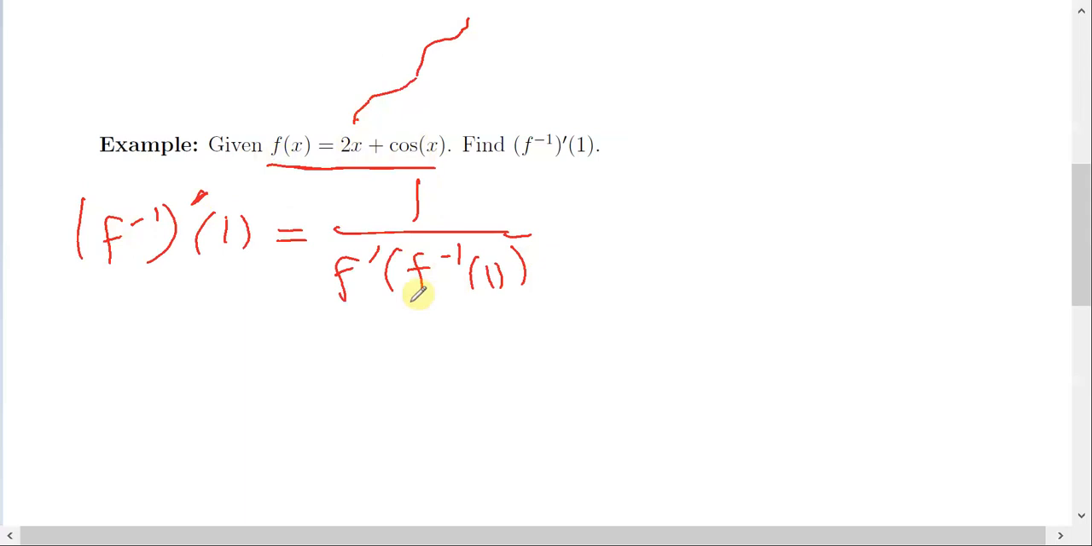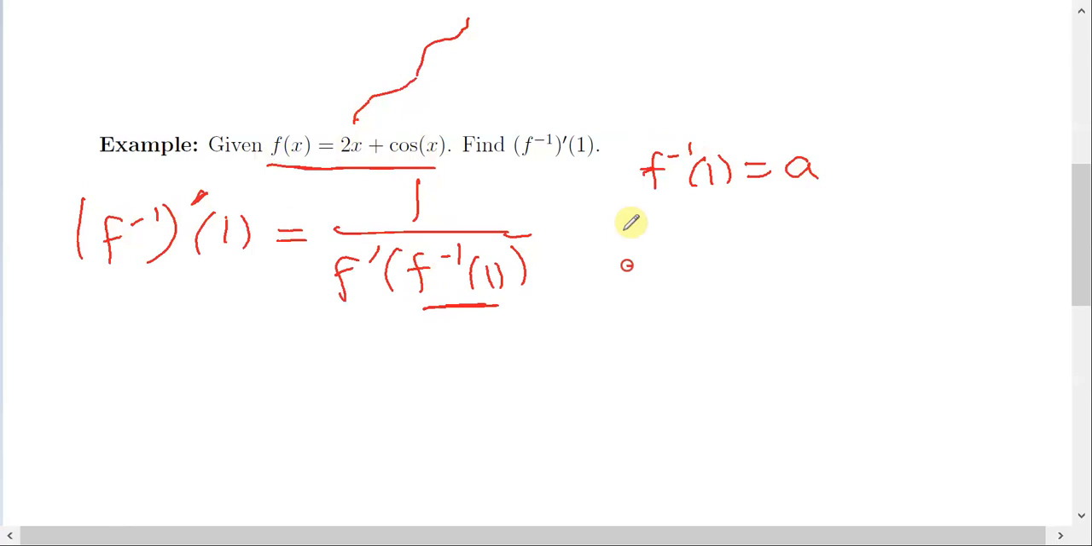So at least I've reduced it now to just finding that value, and then I've got my derivative of my inverse. Well, let's see, that value, we're going to solve it like we do with the inverse trig functions. I want to know what f inverse of 1 is equal to. Let's say it's equal to a, some number.